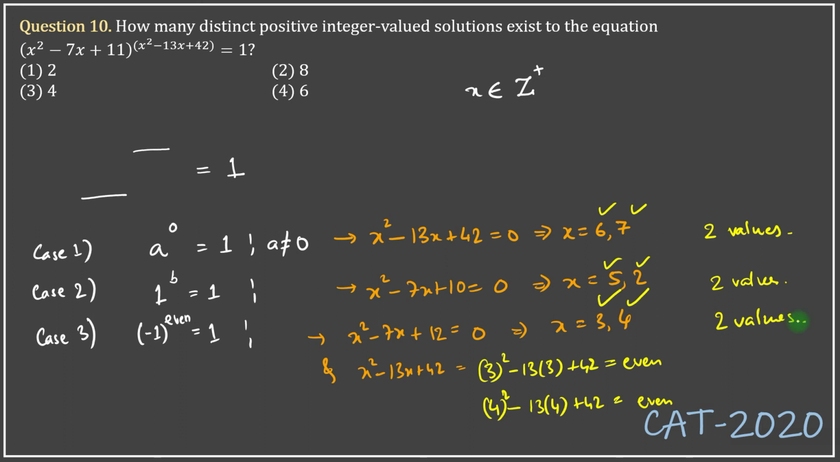You could have avoided the last two checks if you remember that this expression is (x minus 6) times (x minus 7), hence a product of two consecutive integers, and the product of two consecutive integers is always even. So you could have avoided the last two checks, but for the sake of completeness I did that. In a sense, you'll get 6 different values: 2, 3, 4, 5, 6, 7. A beautiful question and a simple answer. Thank you.